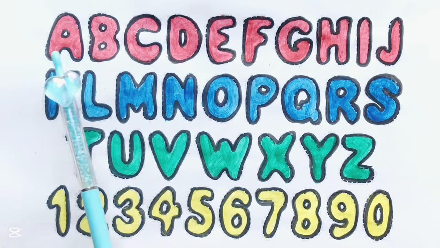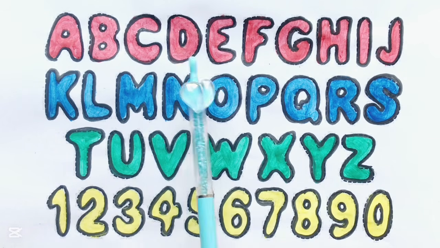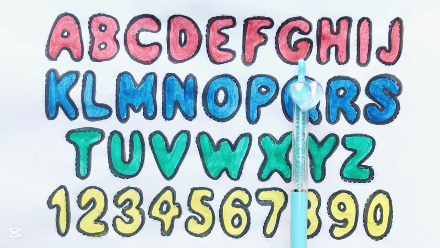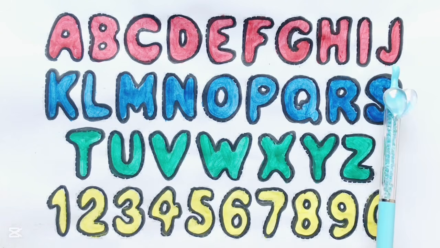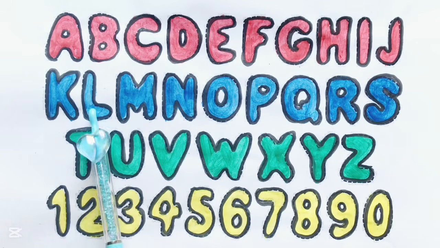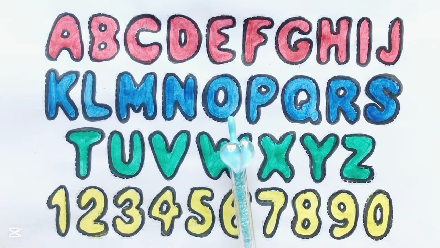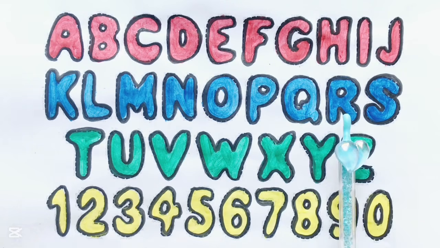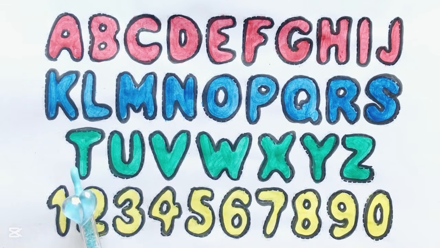Let's repeat and learn. Uppercase letters A, B, C, D, E, F, G, H, I, J, K, L, M, N, O, P, Q, R, S, T, U, V, W, X, Y, and Z. Number 1, 2, 3, 4, 5, 6, 7, 8, 9, and 0.